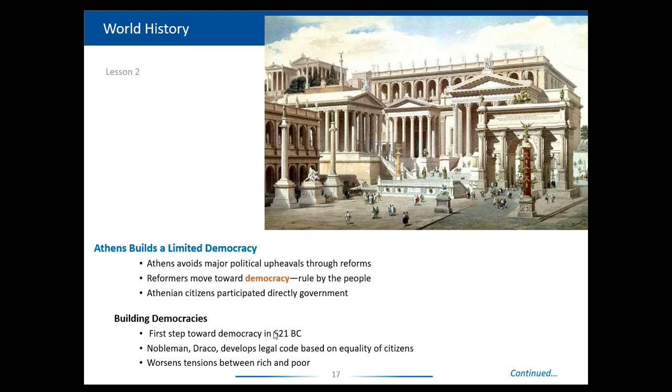Athens built a limited democracy. In order to avoid major political upheavals through reforms, the reformers moved towards democracy. And democracy basically means the rule by the people. Athenian citizens participated directly in government, and they built democracies. The first step towards democracy came in 621 BC. A nobleman by the name of Draco develops a legal code based on equality of citizens.